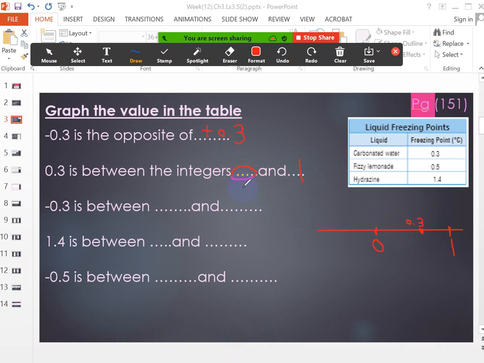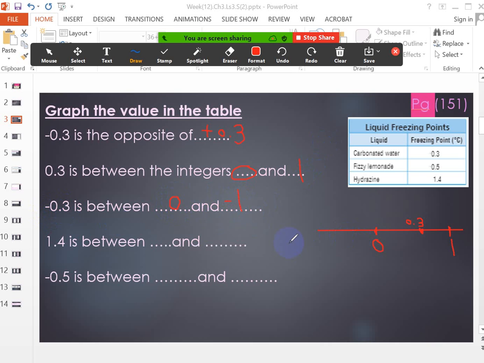The same thing applies to the same number with a negative sign. Negative 0.3 will be between what? Between 0 and also negative 1. It will be between those two integers.